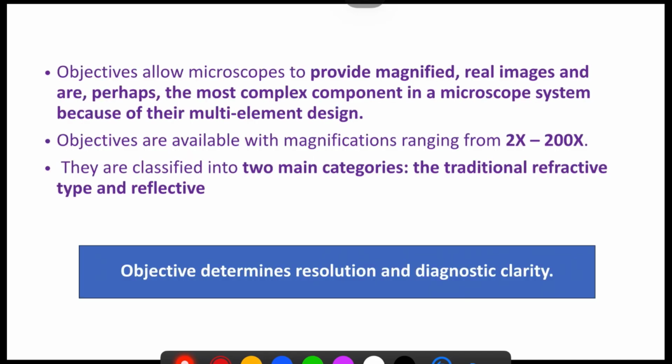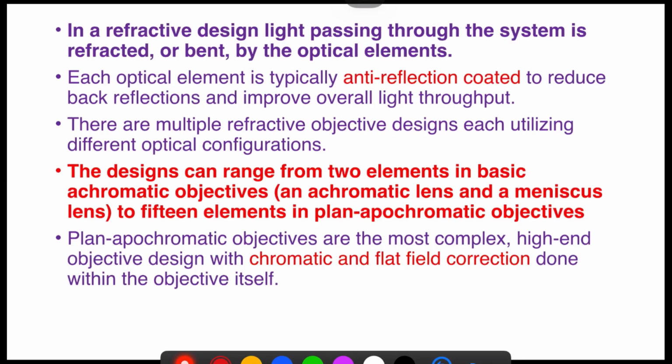Now let's see in detail. Objectives are the part of the microscope that provides a magnified real image, and are perhaps the most complex component in the microscope system because of their multi-element design. Available objectives have a magnification range from 2x to 200x. There are two main categories: refractive and reflective. These objective lenses determine resolution and diagnostic clarity.